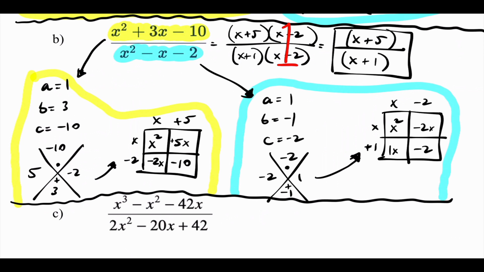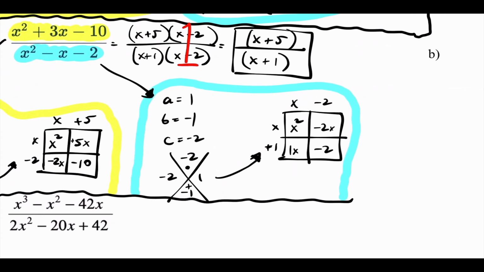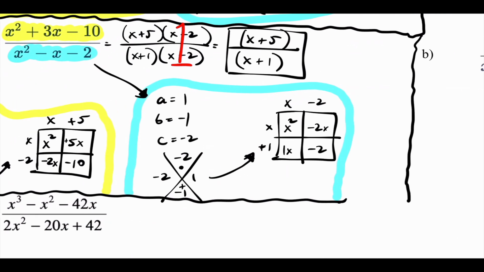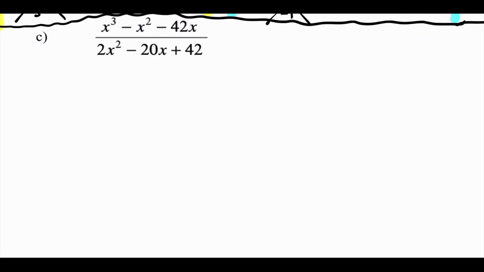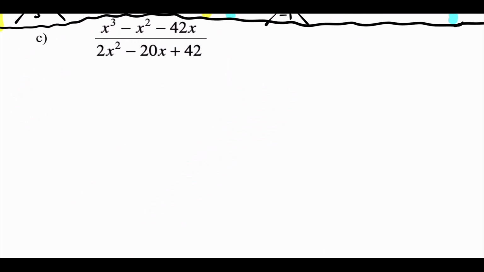All right. Okay, let's do letter C together. So I have top and I have bottom. Top is a trinomial. It's got 3 terms: x to the third, negative x squared, negative 42x. Same thing with the bottom. It's got 3 terms. But what are the differences between this one and the 2 problems we just did?